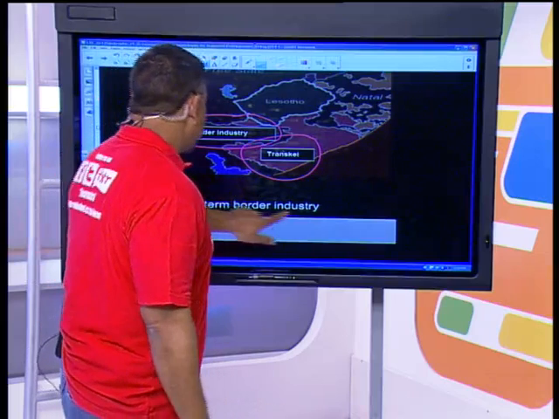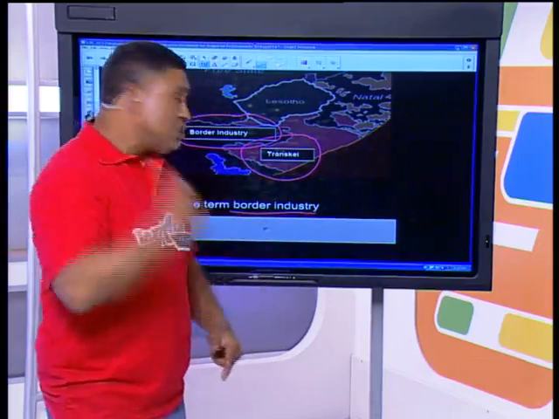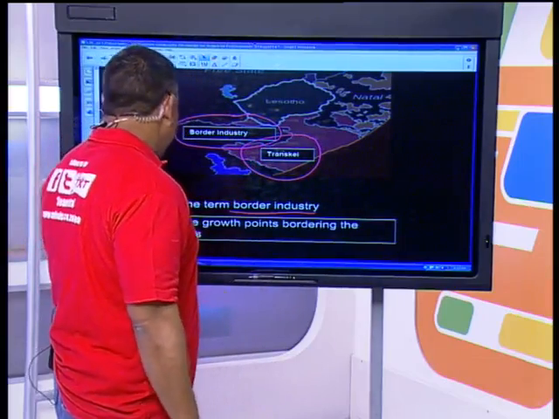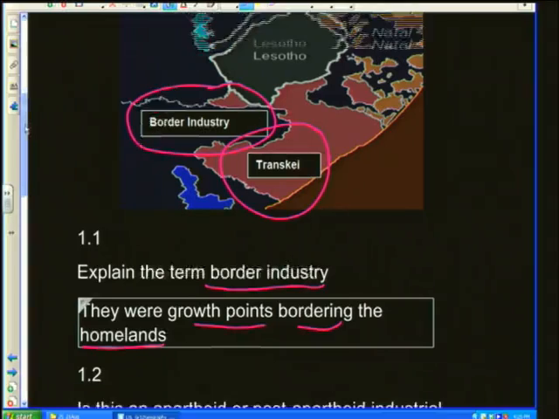It says, explain the term border industries. And already you worked that out. What is a border industry? It's actually, they were growth points that bordered the homelands. There it is here, your border industry there. Growth points that bordered the homelands. All right? Let's look at another question.